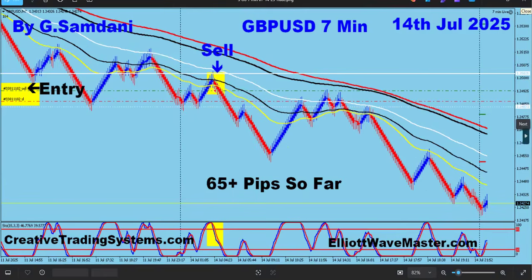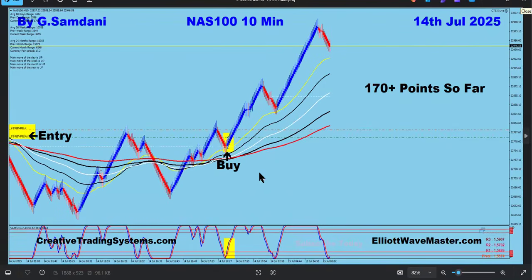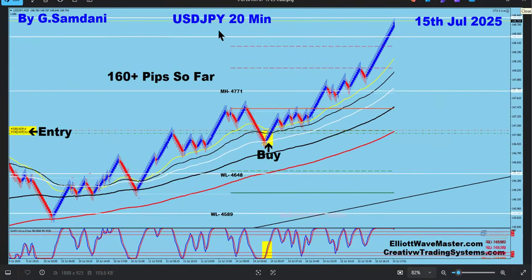I'll show you. Pound USD 7-minute chart coming down here. See this little arrow here? This is my EA, expert advisor, robot, opening the trades, right? And the entries are on the left. You can see sell, and then SL is moved to break even plus 5, 10 pips, something like that. So this is 65 pip on the 14th. And this is on the 14th Nasdaq going to the upside, taken by the robot. And this is on the 15th USD yen, also going to the upside.